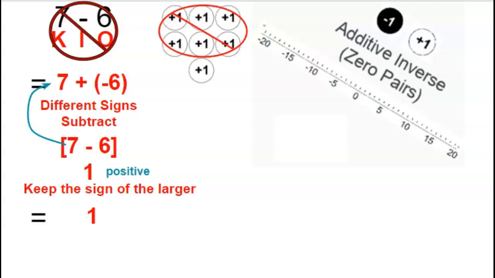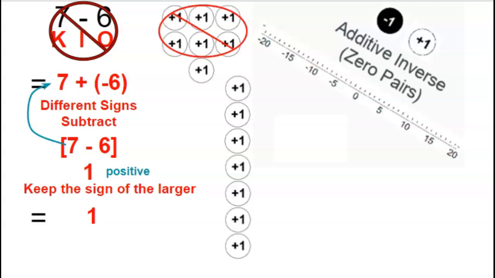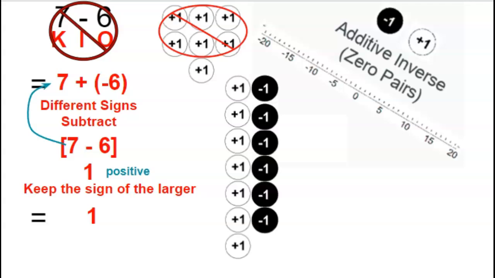Another way we can look at this problem is as the addition problem. We would start with 7 positive integer chips, and then we would add 6 negative integer chips. Now that we are working with 0 pairs, we take out our 0 pairs, and once we've collected all of our 0 pairs, we are left with 1 positive integer chip, leaving us with the answer of positive 1.